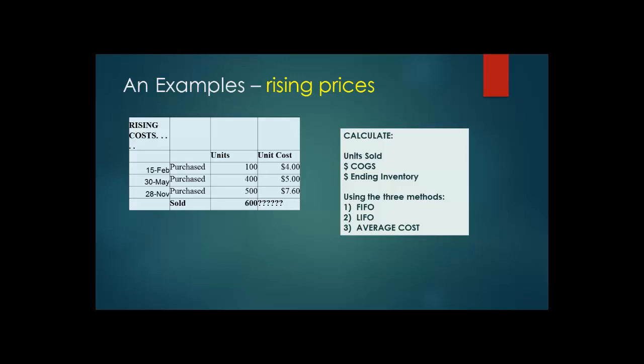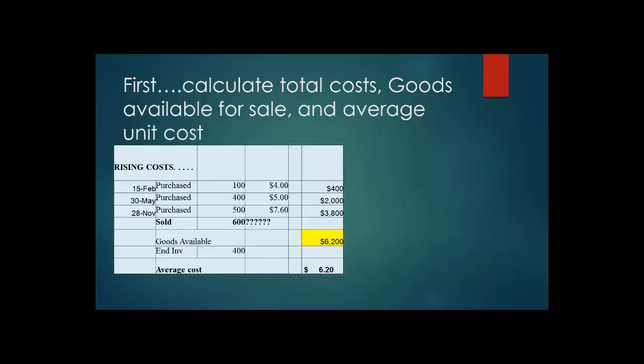We sold 600. So your first job here is to calculate how many units you sold. We purchased 100 plus 400 plus 500 for a total goods available of 1,000. If we sold 600, then ending inventory is 400. Now let's calculate cost of goods sold and dollars in ending inventory using our three methods.